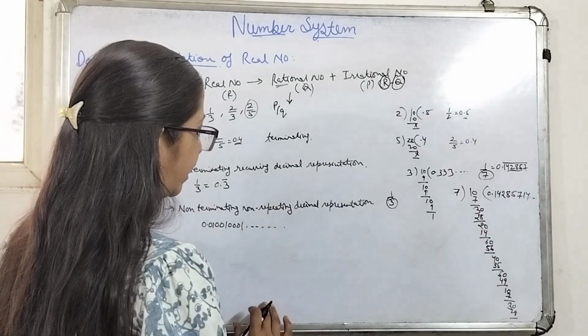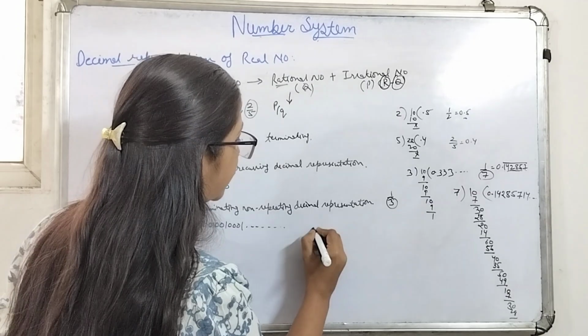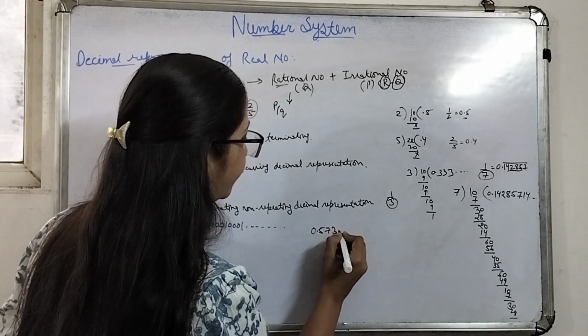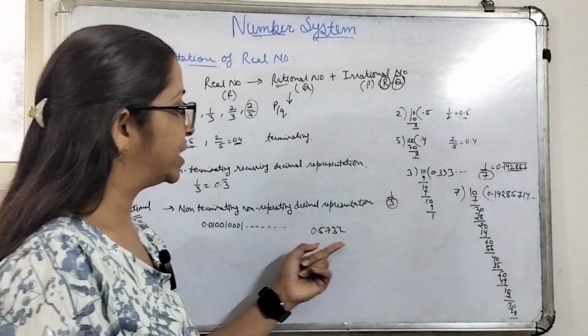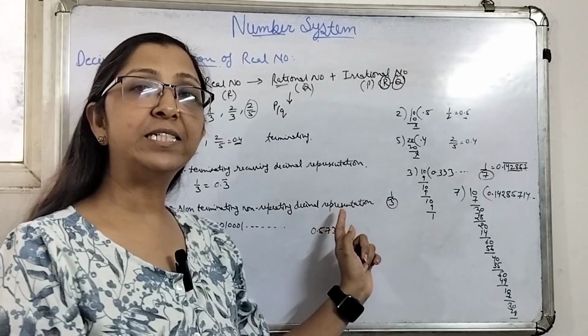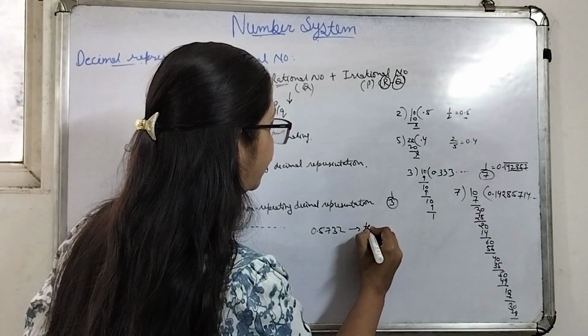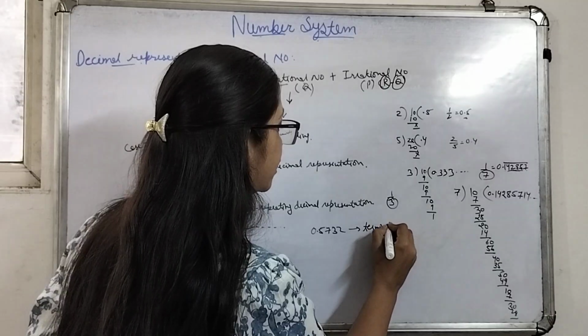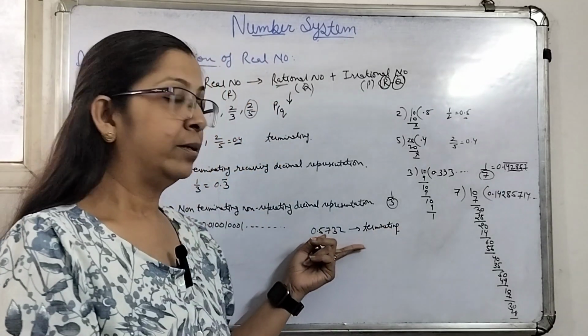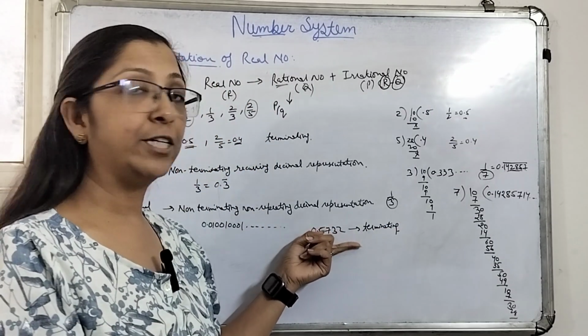Like if we take an example, say I am saying 0.5732. Over here we can see dots are not there, bar is not even there. That simply means this is your terminating type of decimal representation, because it has terminated, the remainder has come to an end. So it is a rational number.